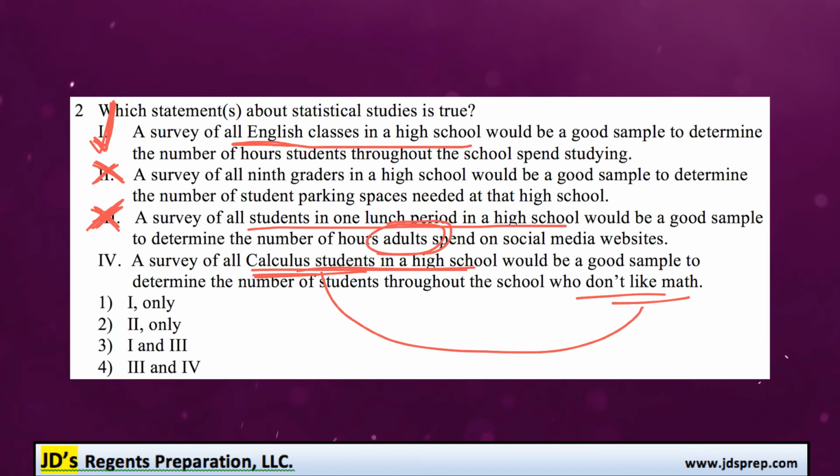In high schools in Canada, calculus is usually optional. I mean, I think it's optional in most high schools. So typically, calculus students would like math. So that's definitely a biased survey. So that would not be a good sample group.